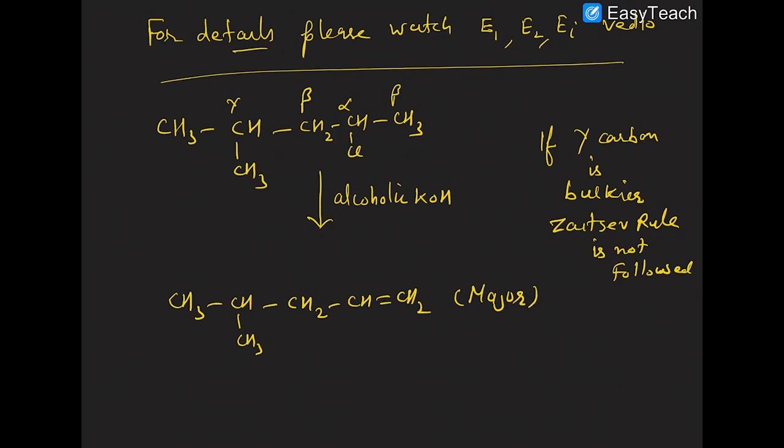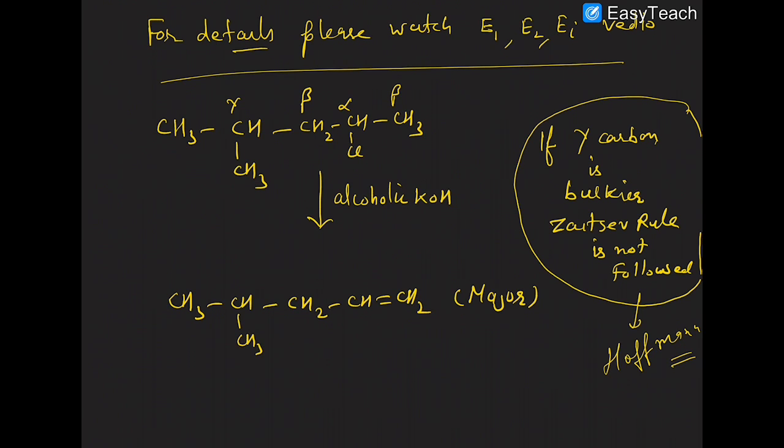Now if you have alcoholic KOH, in which case the gamma carbon is bulkier, then the Zaitsev rule is not followed. Hoffman rule is followed. I am repeating once more: if the gamma carbon is bulkier, the Zaitsev rule is not followed. Then what is followed? Hoffman rule is followed, which is the reverse of the Zaitsev rule. Here the less substituted alkene is the major product.